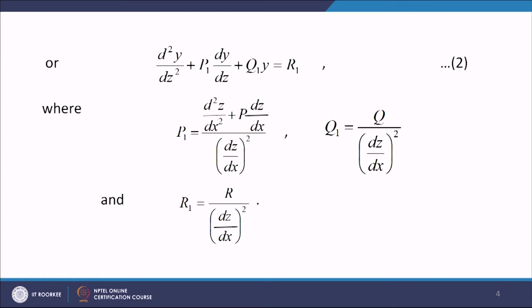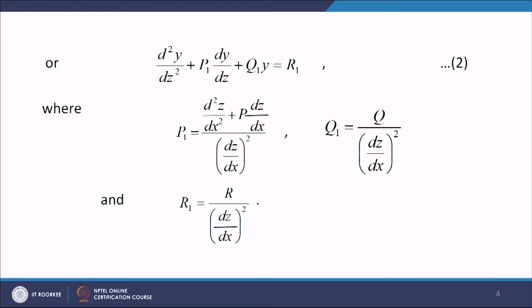Now the other possibility is that suppose q1 is a constant divided by z square, then z square times d square y by dz square plus a constant times y will be equal to r1 times z square, and so we will have a Cauchy-Euler equation, and we know how to solve the Cauchy-Euler equation. So we can again get the solution of this differential equation.